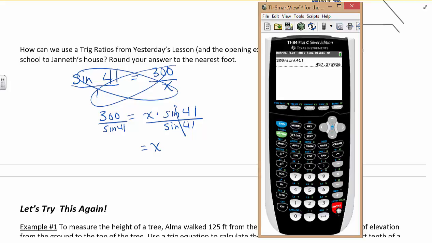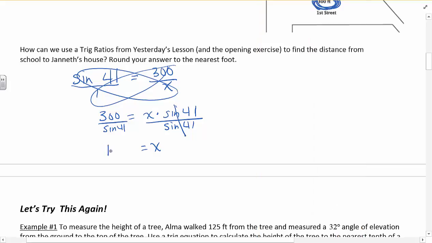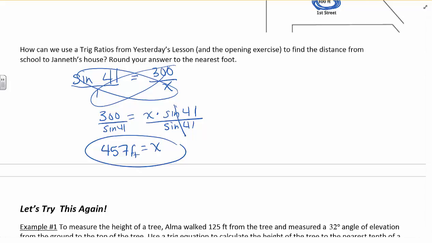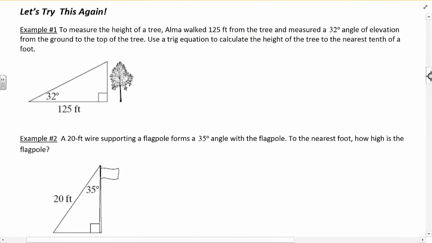457.275, it says nearest foot. So 457 feet is my answer. And that's how you use SOHCAHTOA to find other values. So let's do another one here.